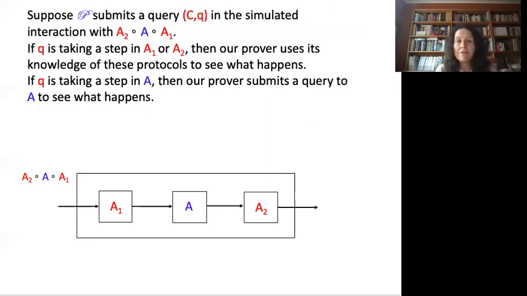Suppose that in some step of the simulation of P with the composed protocol, P submits a query C, Q. If Q is taking a step in protocol A1 or A2, then our prover uses its knowledge of these protocols to say what happens. If Q is taking a step in protocol A, then our prover submits a query to A to find out what happens.